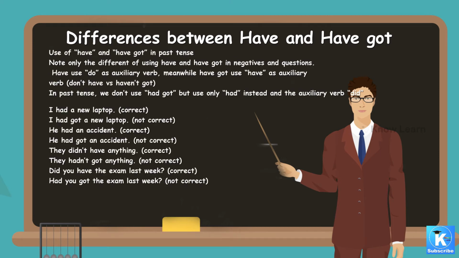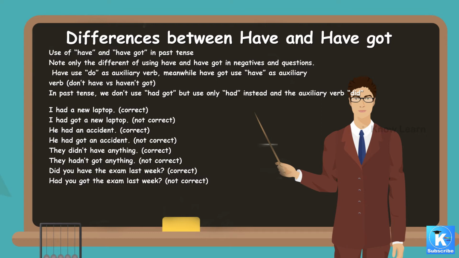Note only the difference of using have and have got in negatives and questions. Have uses do as auxiliary verb, meanwhile have got uses have as auxiliary verb: don't have versus haven't got. In past tense, we don't use had got but use only had instead, and the auxiliary verb did.